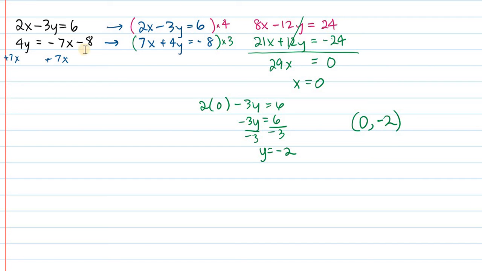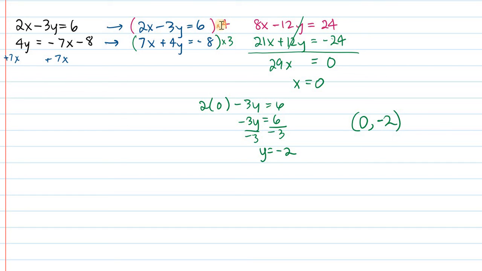So in this case, first we had to rearrange the equations so that everything was stacked up. That's what happened here. And then we had to multiply both equations by a constant. And notice they were different numbers, so that didn't matter.